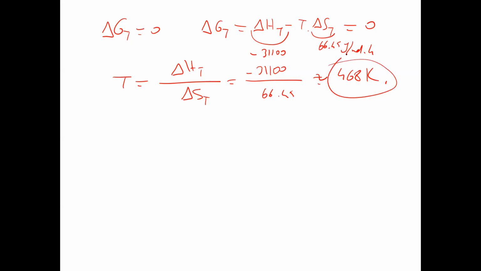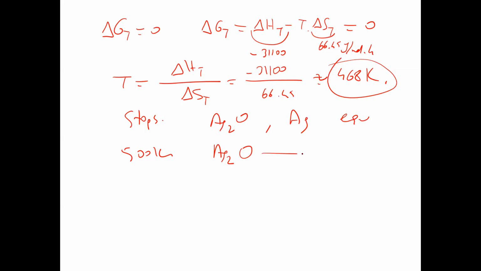At this temperature, the reaction stops. Either it goes to the right or forms silver metal. And this is the equilibrium point. After this temperature, say at 500 Kelvin, the silver oxide, which is formed upon the reaction with oxygen, transforms into silver metal plus oxygen gas at elevated temperature.